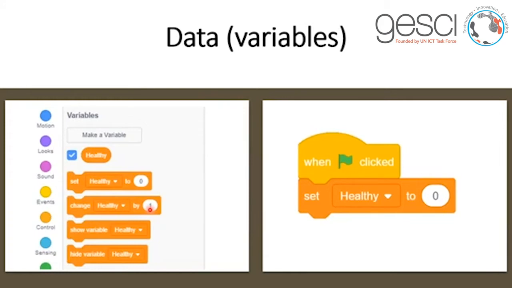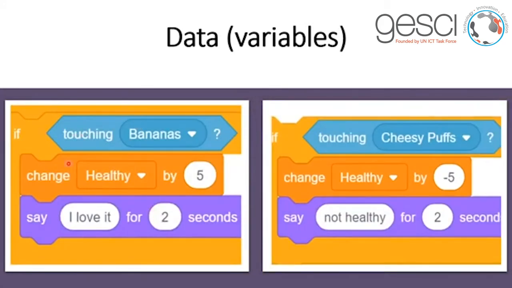So this was the condition we were using. We were saying if you come in contact with the fruits, you're eating healthy, hence you gain points. So we changed our variable by 5, of which hours we did 3. Then we also said if you eat the snacks, you lose the points by the same amount, which was 5. So these are the variables we looked at yesterday.